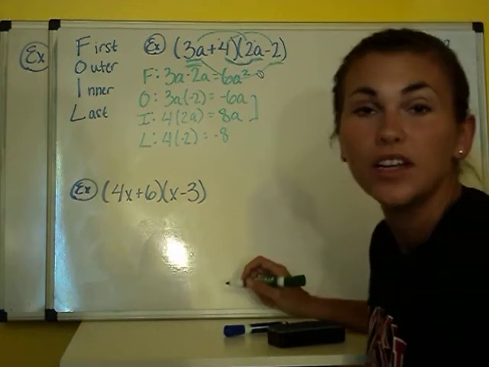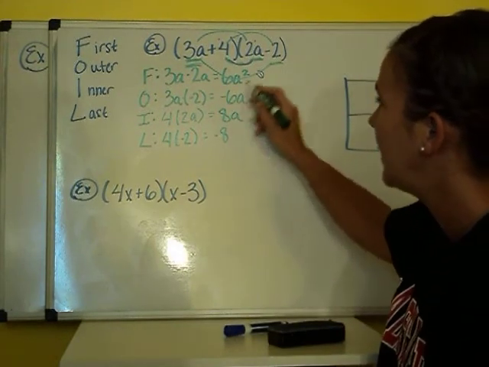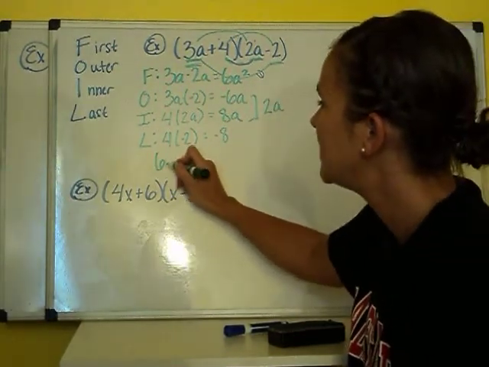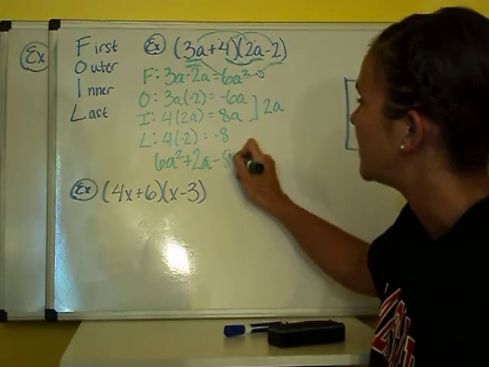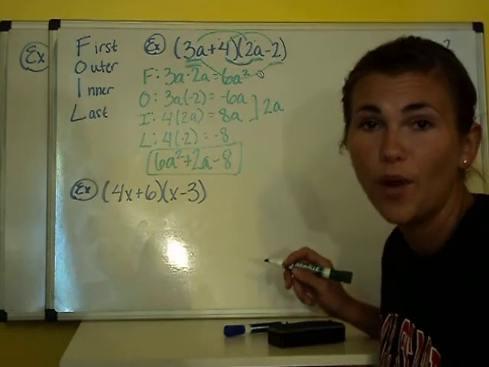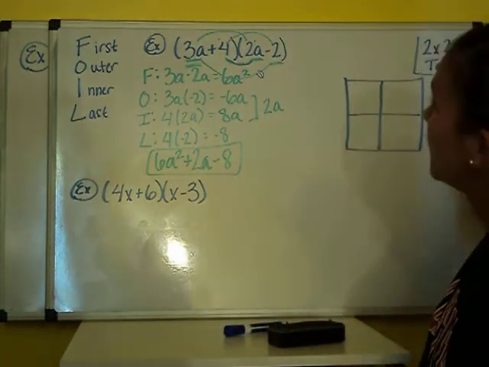We have two terms that we can combine because they have the same label, which is an a. 8a and a -6a gives us +2a. So our answer is 6a squared plus 2a minus 8. Okay? That is the FOIL method. First, outer, inner, last.